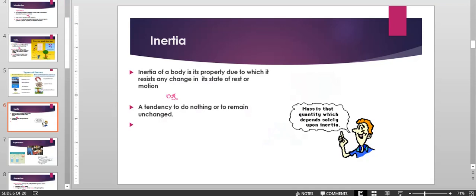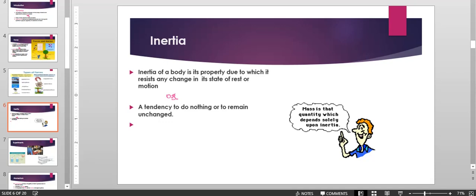Now students, let's discuss another very important term known as inertia. So what is inertia? Inertia of a body is its property due to which it resists any change in its state of rest or motion. Or we can say a tendency to do nothing or to remain unchanged.